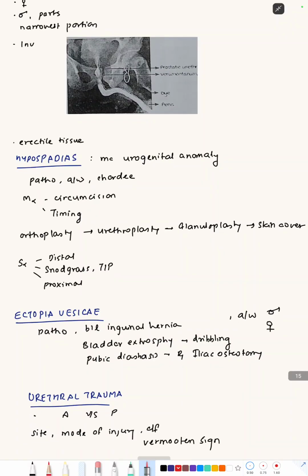Ectopia vesicae, the pathology is that the anterior abdominal wall as well as the anterior bladder wall is weak or deficient. So that will lead to bilateral inguinal hernia, bladder exstrophy that will lead to dribbling of urine, and pubic diastasis for which the management is iliac osteotomy. It is associated with epispadias in males. Along with that, undescended testes can be seen. In females, bifid clitoris is seen. Okay.